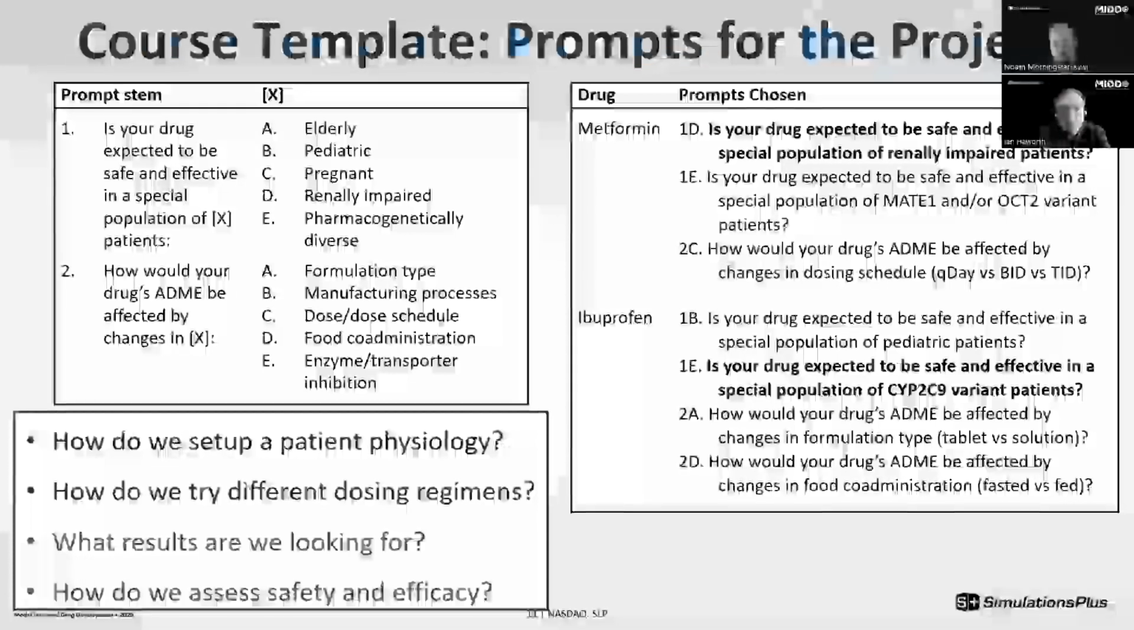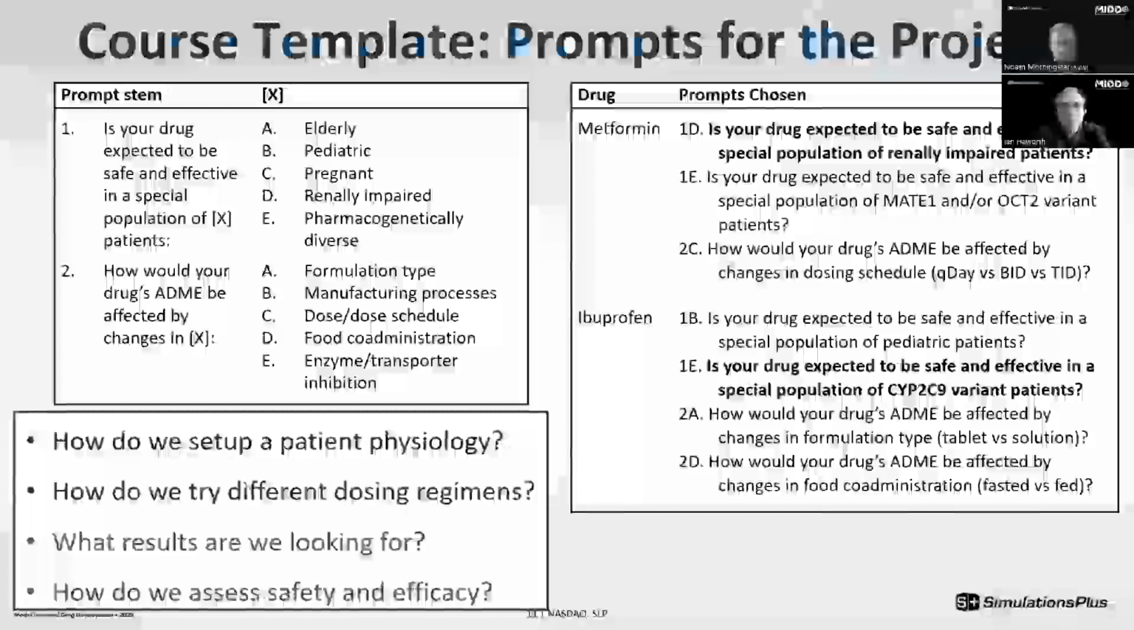So for metformin, they looked at, is it going to be safe and effective in a renally impaired population? What about MATE1 or OCT2 variant patients, or what about dosing schedule? Ibuprofen, similarly, they were looking at pediatric patients, CYP2C9 variant patients, and they looked at formulation and food. And I would note here, from an academic perspective, we have 3 prompts for metformin and 4 for ibuprofen because in this year that was the number of students in the respective groups.